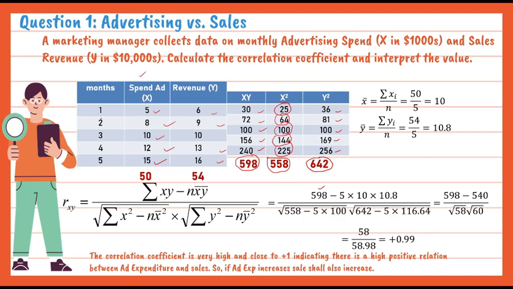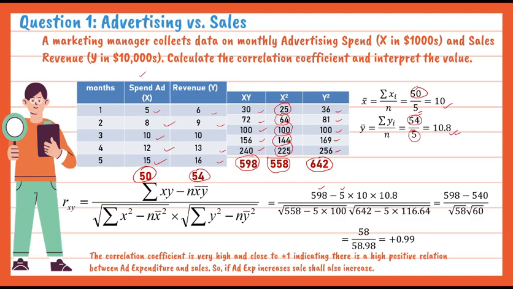Then n, the number of pairs. How many pairs are there? 5 months of data is there, so n is 5. Then we need the averages. X bar equals summation xi by n. The sum of x is 50, divided by the number of pairs, 5, gives me 10. Y bar is summation y by n. Summation y is 54, and 54 by 5 is 10.8. So we have these two values.